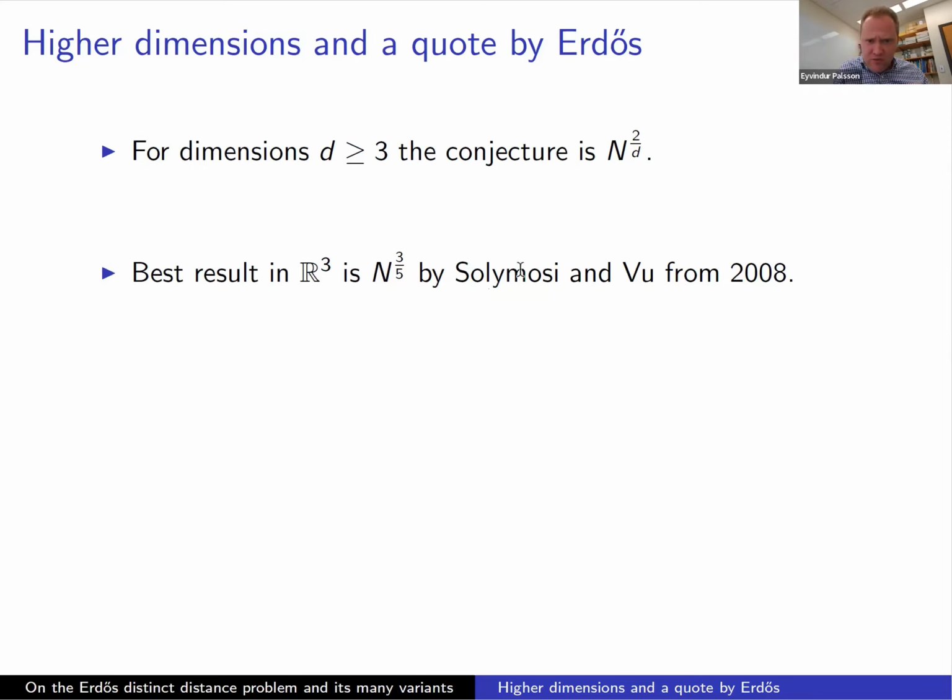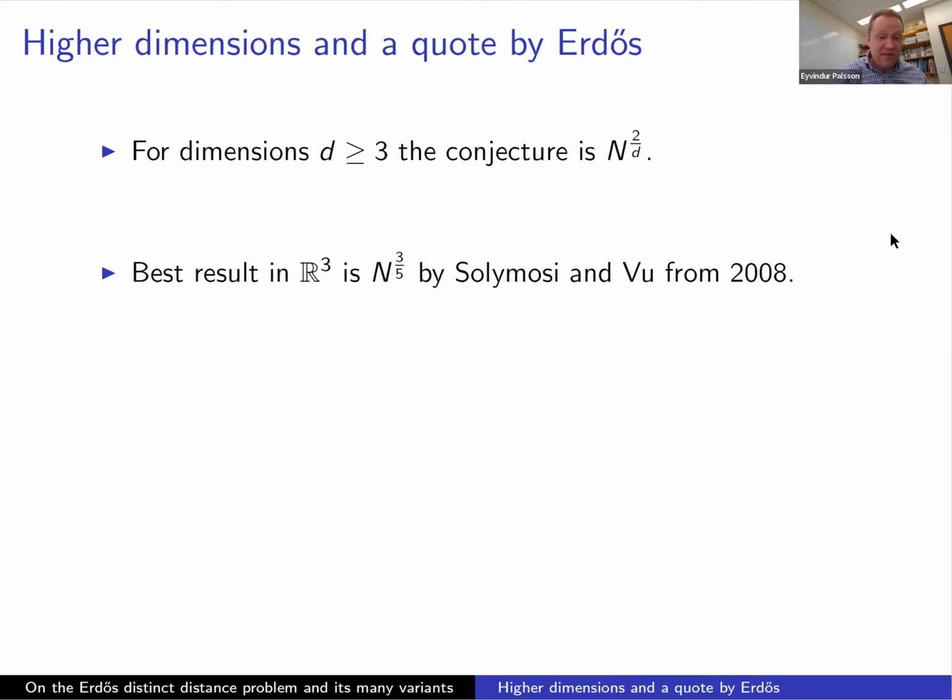And the best result in 3D that I'm aware of is by Solymosi and Vu that achieves n to the 3/5. So if you compare the conjectures, n to the 2/3, the best result is n to the 3/5. And so there's a gap here. And in fact, there's a gap in all higher dimensions. So in higher dimensions, the problem is still open. Best results, I believe, in all higher dimensions are due to Solymosi and Vu. The exponents are a little bit less pretty, so I decided not to show them to you.